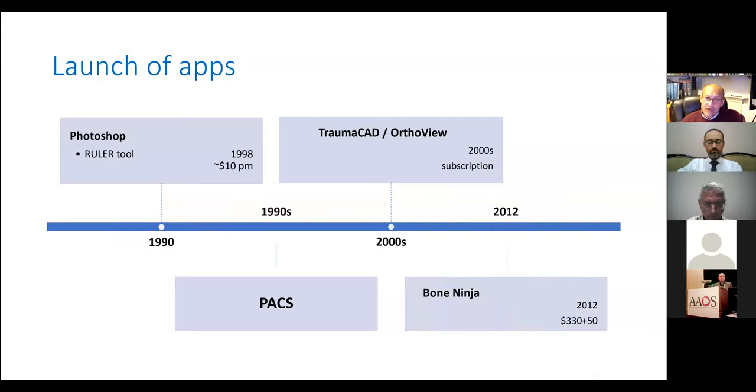But TraumaCAD and OrthoView were usually subscription-only software packages and generally very, very expensive. In 2012, a software app was launched for use on the Apple operating system, Bone Ninja. Now, whilst this is not cheap, today to get yourself using Bone Ninja, you would probably have to invest about $400 US, in as much as you'd have to buy the cheapest iPad and then buy the software, which is about $50. So it is still not inexpensive, but it allows you, with an app that is specifically programmed for deformity analysis, to get work of analysis and simulation done less expensively than in the proprietary software.